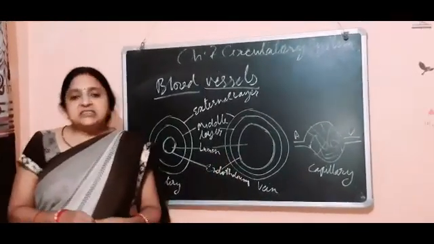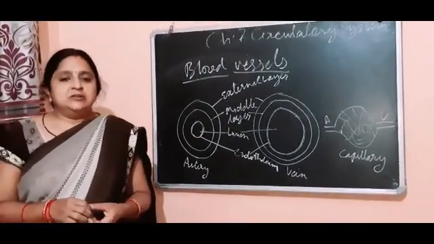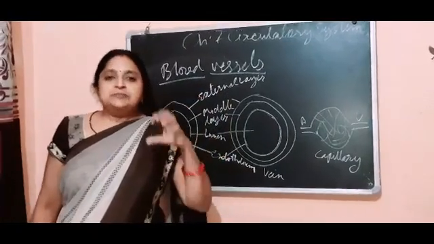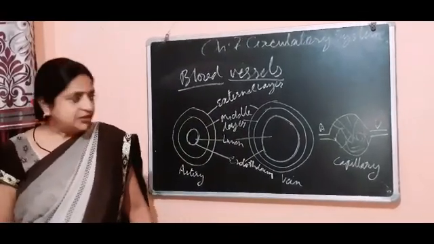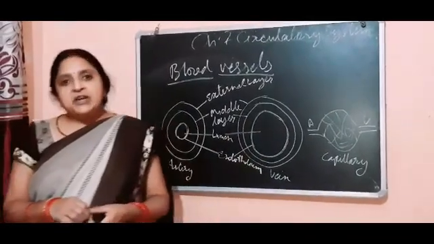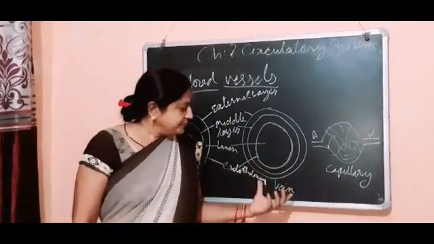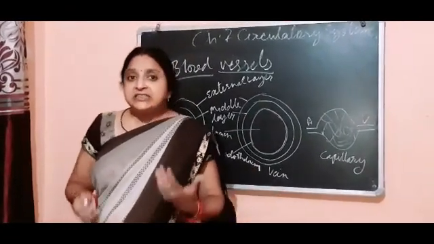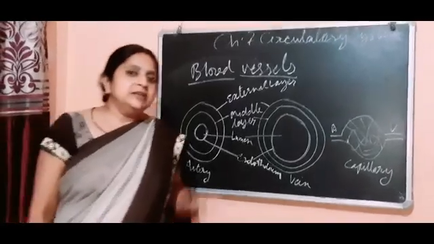Now veins collect the blood from all parts of the body, and after collecting the blood, they pour the deoxygenated blood into the right auricle, the right portion of the heart. Because of the broad lumen, the blood which flows in the veins is not under pressure, it is steady. Veins always work against the gravity, collecting the blood from the lower parts of the body and then pouring it into the heart.